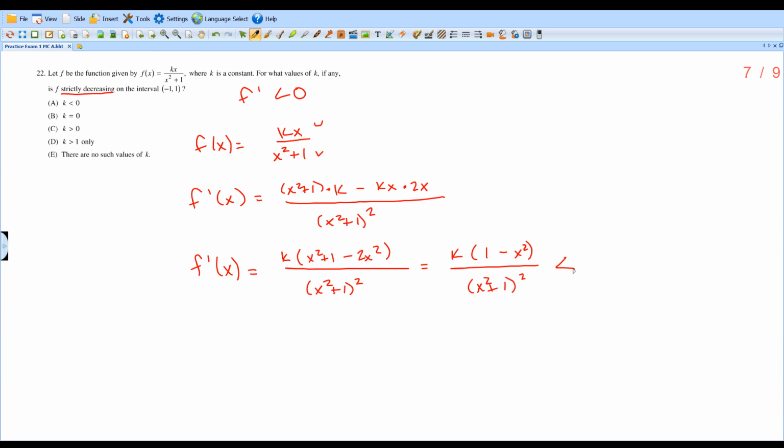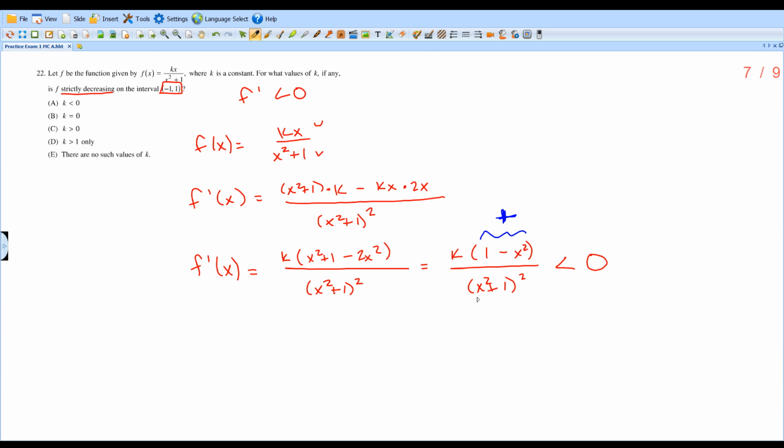Now again, I'm looking for what k must be in order for this to be negative on -1 to 1. If we think about this first part, 1 minus x squared, substituting in any number between -1 and 1, no matter what I put in, this is going to come out positive. If I put in 1, I get 0. If I put in -1, I get 0. But this is an open interval, so it's not including those. If you put in something like 1/2, 1 minus 1/2 squared gives a positive. 1 minus -1/2 squared also gives a positive.